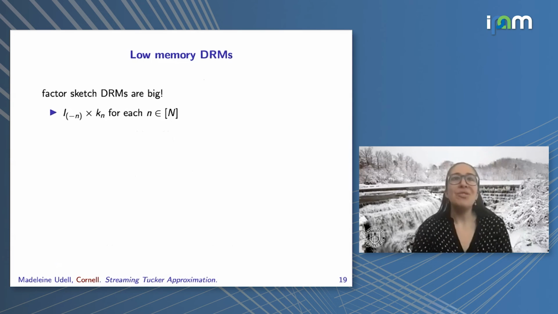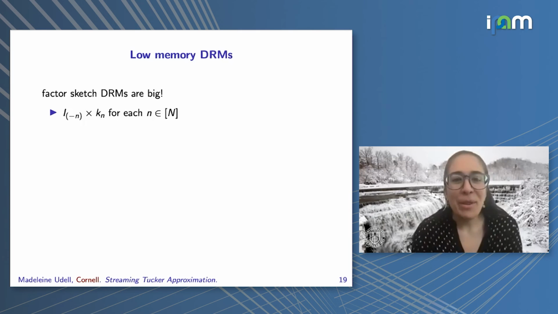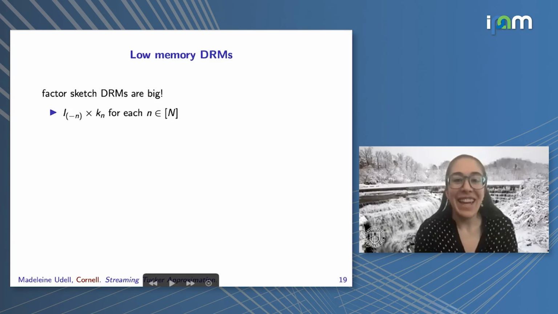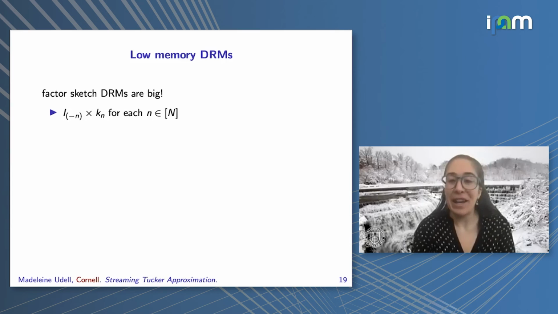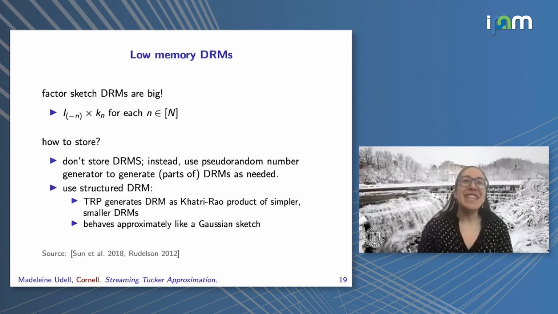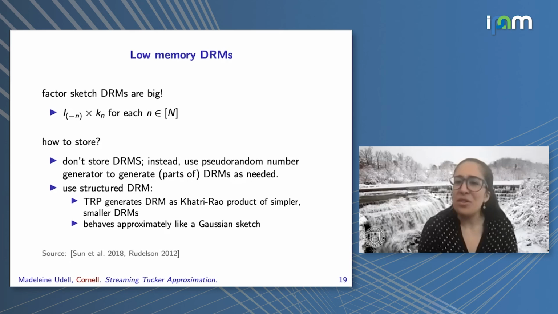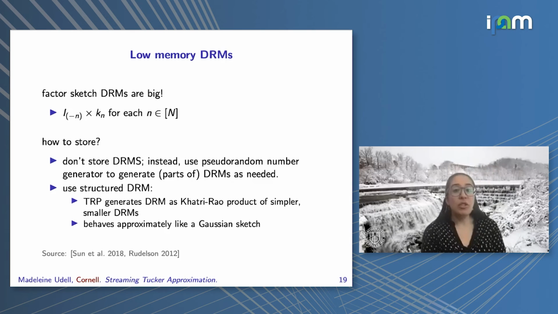Great. So here's one major problem with this approach: the factor sketch dimension reduction maps are actually really, really big. In fact, the number of numbers in them is not much less than the original size of my tensor. So if I can't afford to store my tensor, I cannot afford to store my dimension reduction maps. So what should I do instead? There are two different ideas. One is, well, don't bother storing them. Just use a pseudo-random number generator to generate these on the fly as needed. The other idea is you can use a structured dimension reduction map.